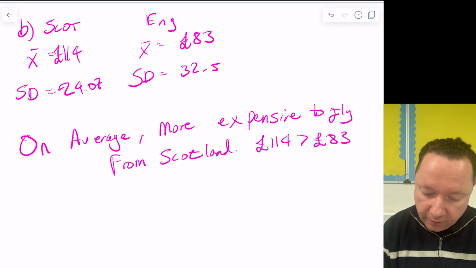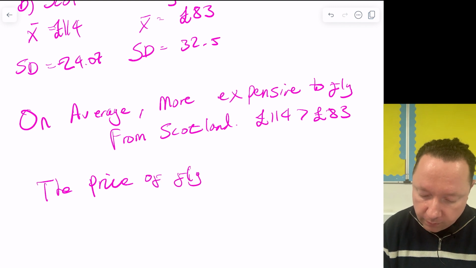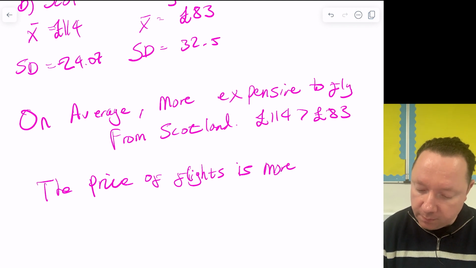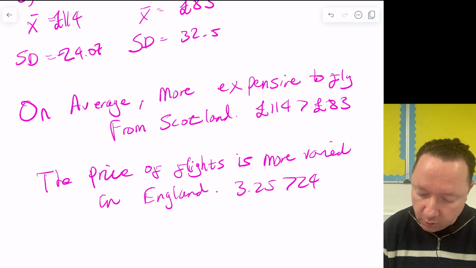And look at the standard deviation. The price of flights is more varied. I always use varied, bigger number. And that's England, because 32.5 is greater than 24.07.